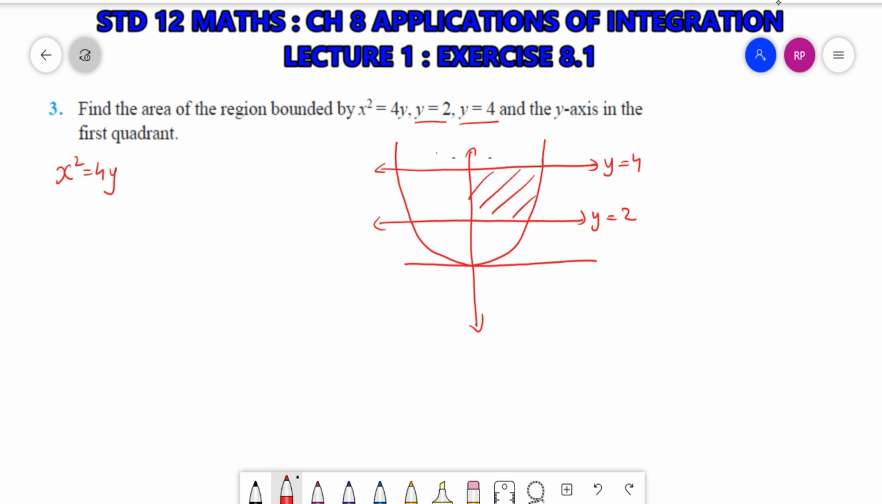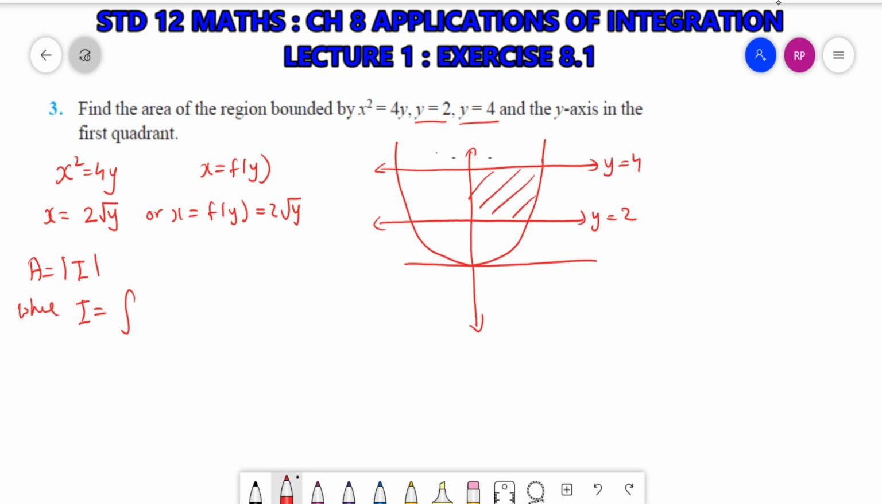Now, where there is y-axis, we need to write down f of y. We know that f of y, that means we have to take x equal to f of y. Find out the x square equal to 4y, so x will be equal to 2 root y. We can take plus minus, but finally we are going to take modulus. So x equal to f of y equal to 2 root y. Okay, so area will be modulus of I, where I will be equal to integral from 2 to 4 of f of y dy.